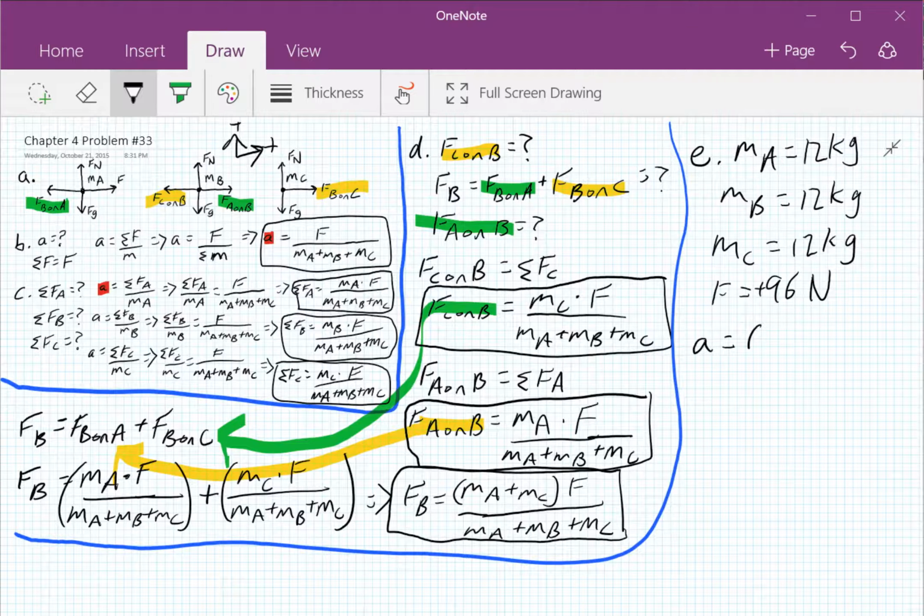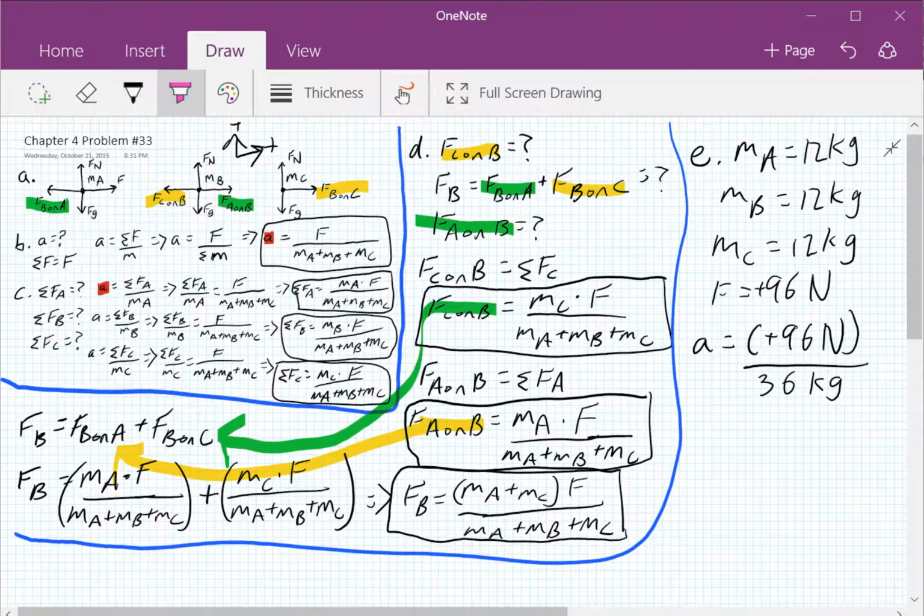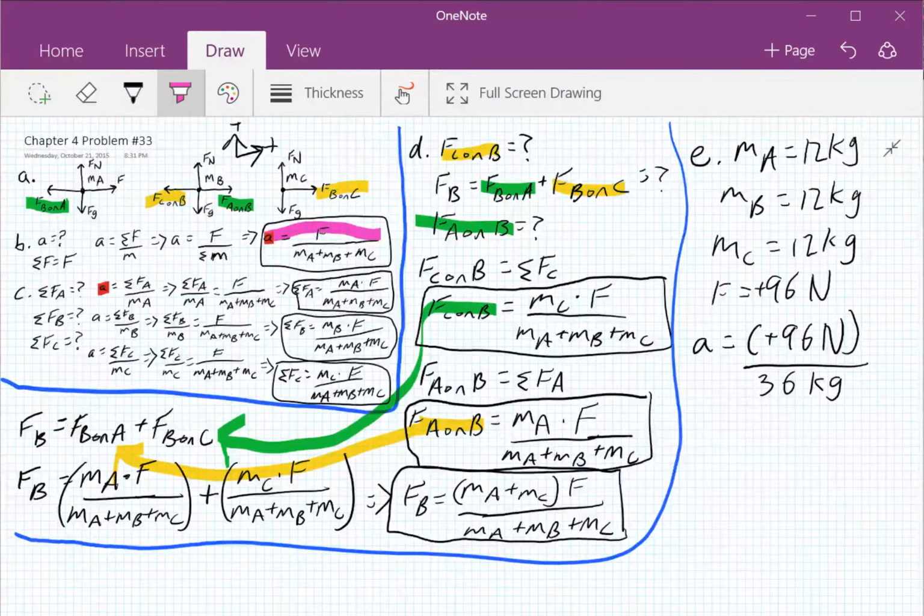We have a positive 96 newtons divided by 36 kilograms, because that was the sum of the masses. 12 times 3 is 36. The number I'm plugging in here comes from this step, and I'm filling in the numbers. You don't need to rewrite the equation, because you already isolated it in an earlier section. So you have the acceleration equal to a positive 2.67 meters per second squared.